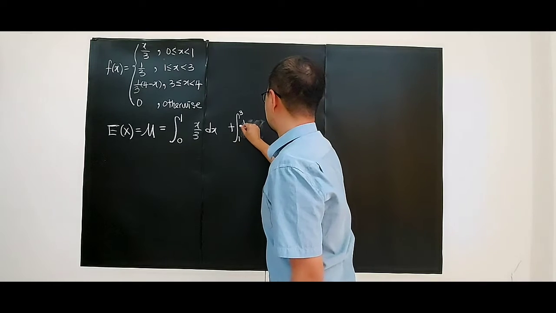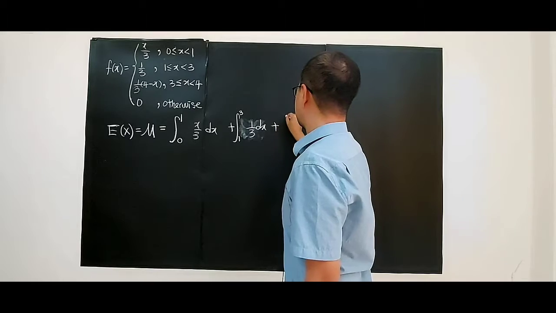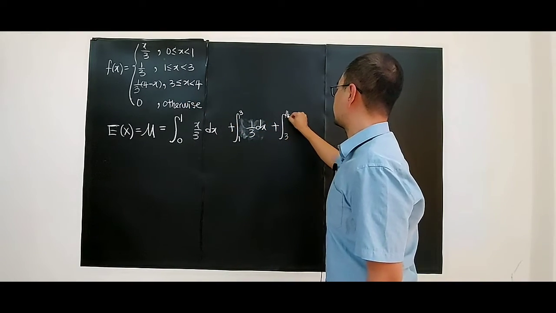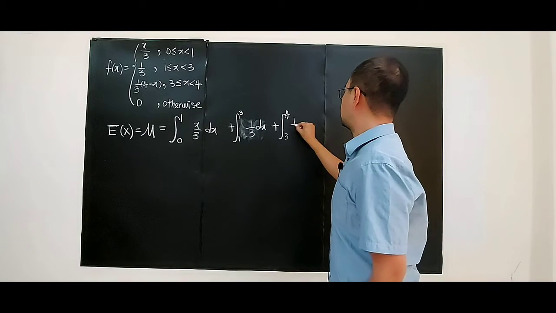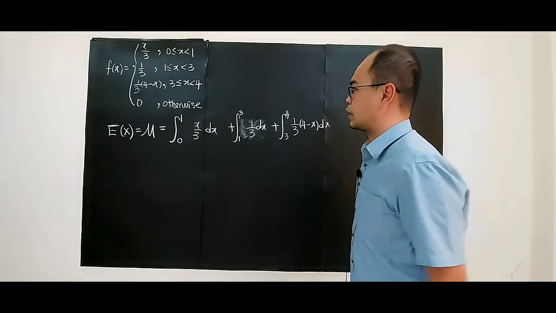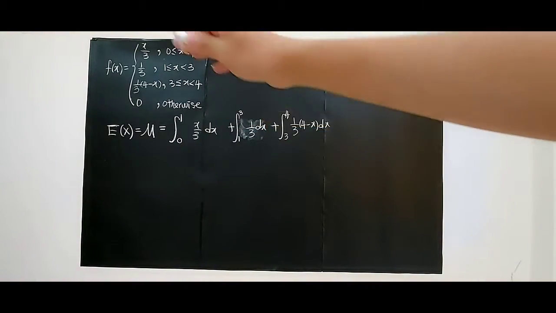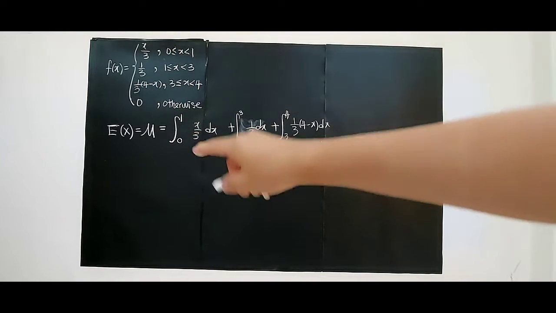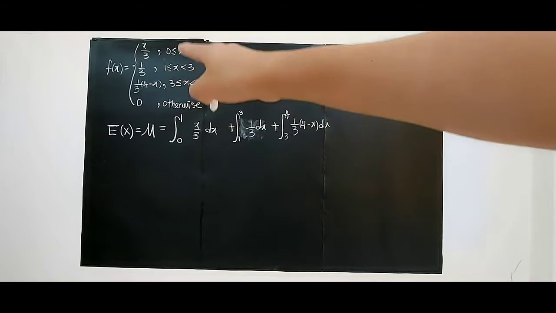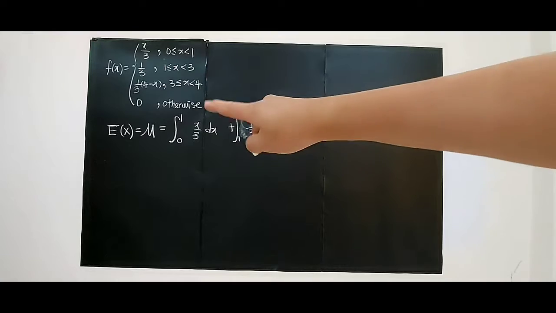followed by the integral from 3 to 4 of 1 over 3 times (4 minus x) dx. When you want to verify that this is a probability density function, you integrate over all the intervals and add them up, and you get 1.